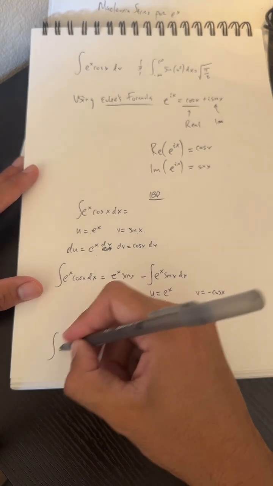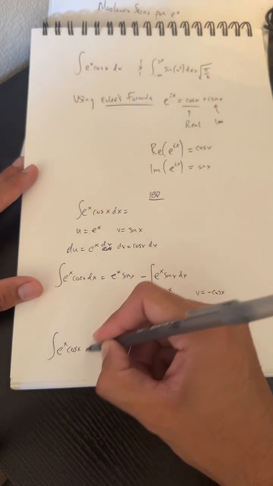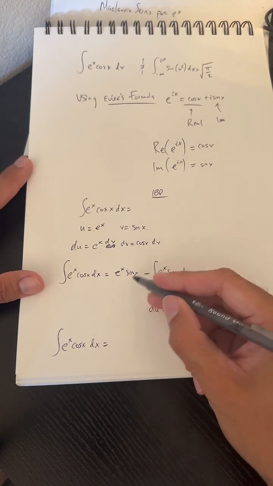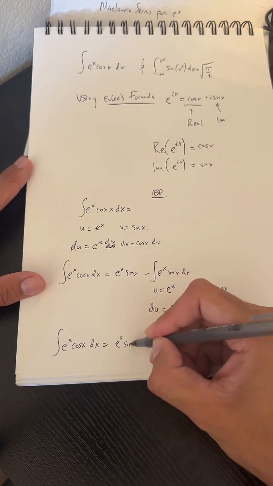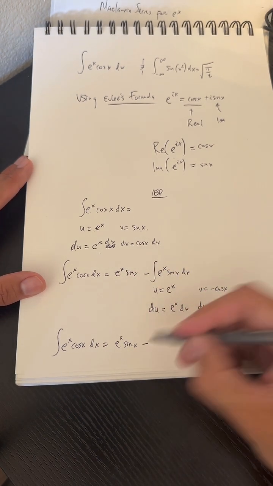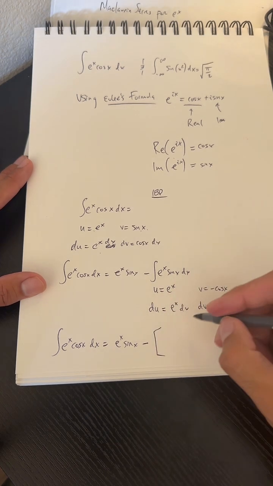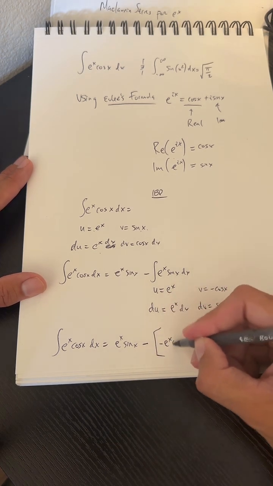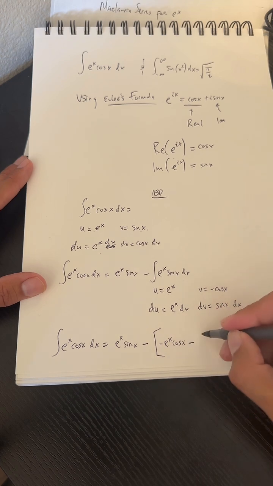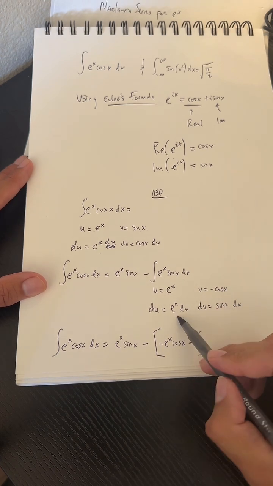So let's continue. Now we have the integral of e to the x cosine x dx equals our first value, e to the x sine of x. Now be very careful here. This is minus the integral of this. So minus our uv, which is negative e to the x cosine x, minus the integral of v du.